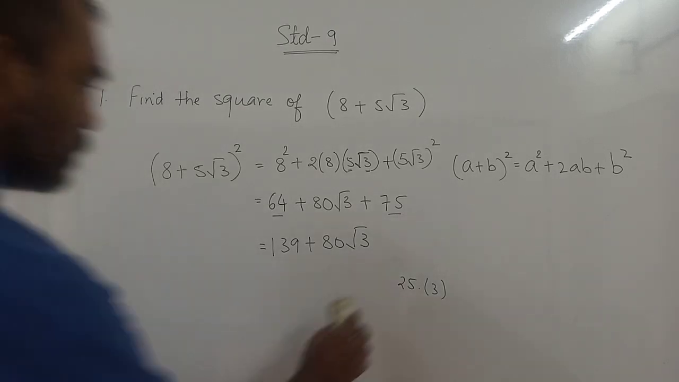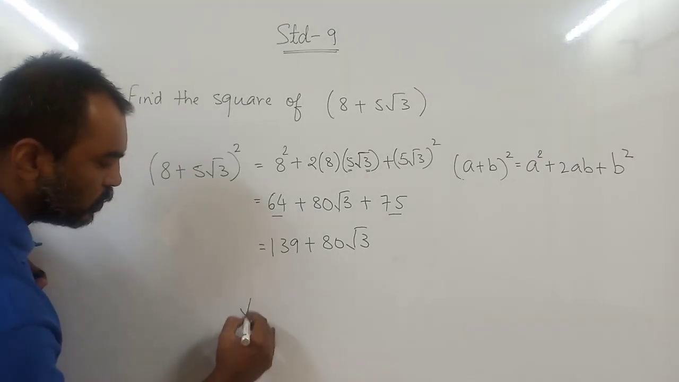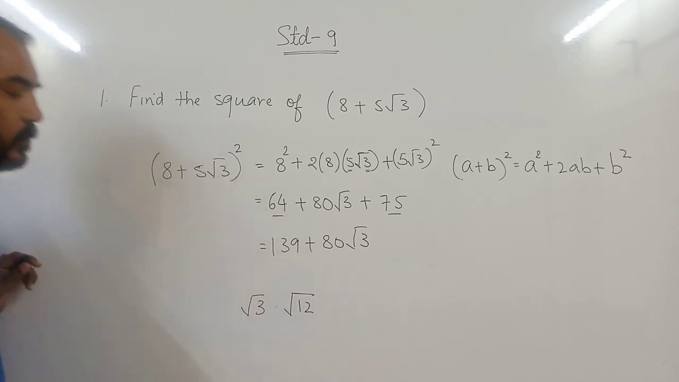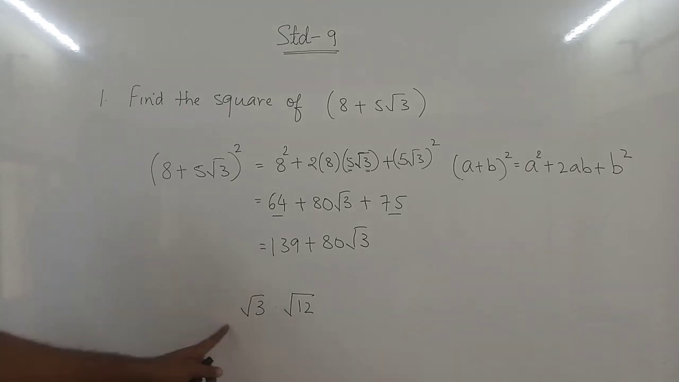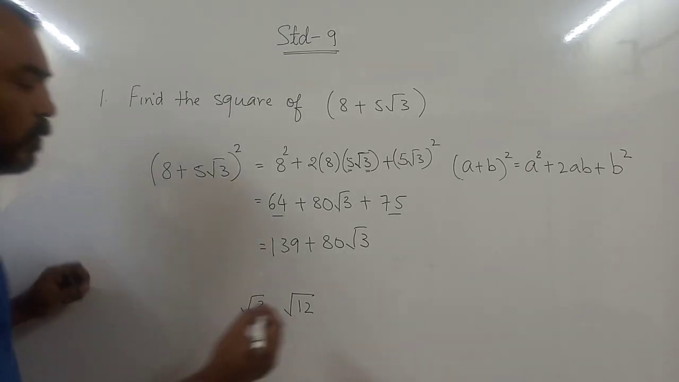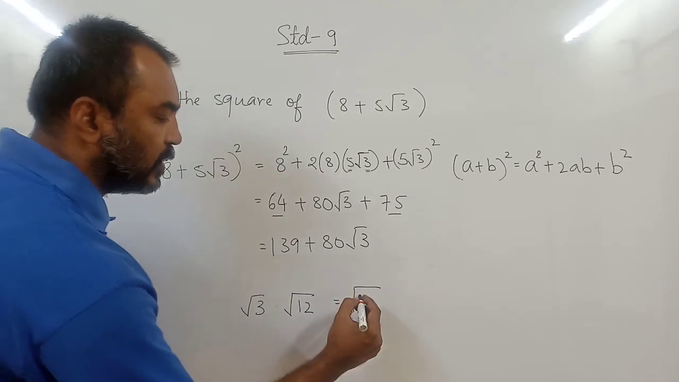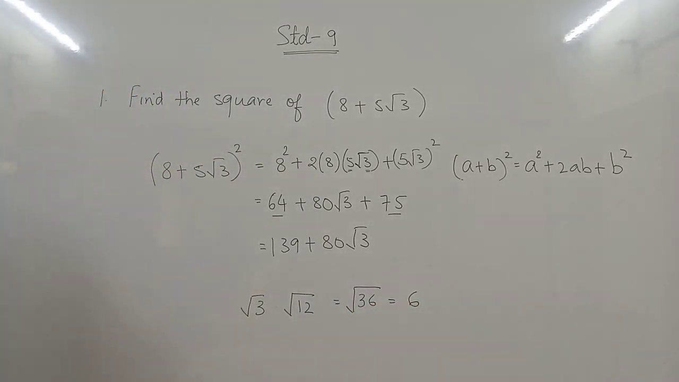Let us do it. Suppose I have root 3 into root 12. Now root 3 and root 12 are both irrational numbers. You see that? But root 3 into root 12 is root of 3 times 12, which is 36. So it becomes root 36, and root 36 is 6. So root 3 into root 12 is 6.